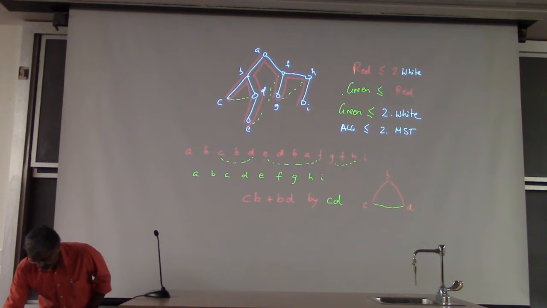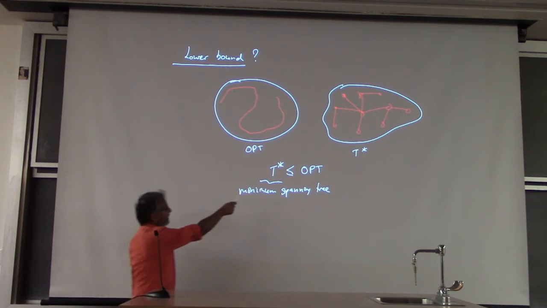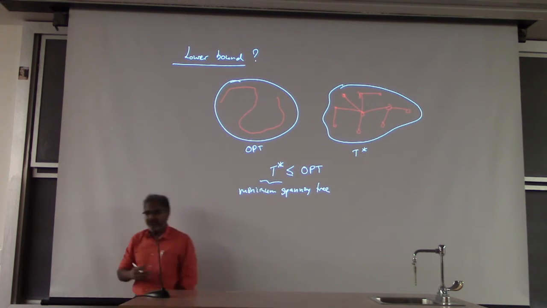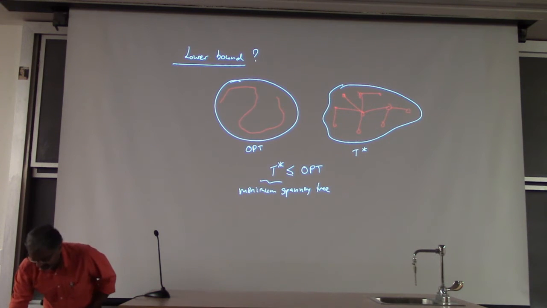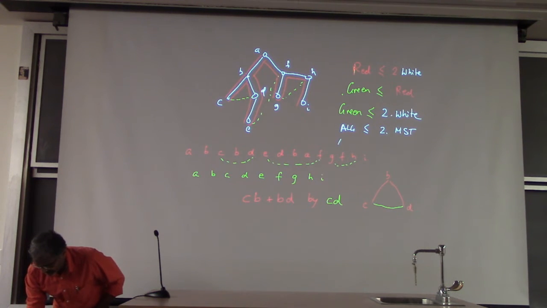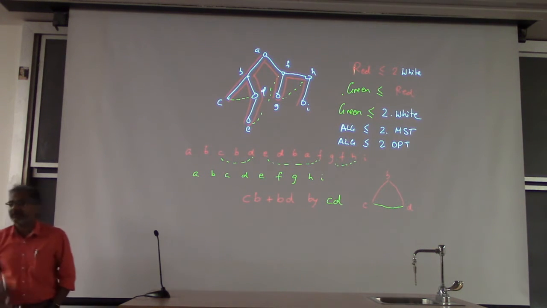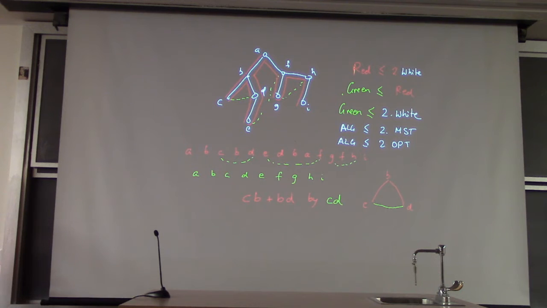Which means that, if we go back to the previous slide, we said that MST was less than or equal to opt. We said algorithm is less than or equal to 2 times MST. Therefore, algorithm is less than or equal to 2 times opt. And we have a 2 approximation to the metric TSP. So that triangle inequality just gave us a bit of help.